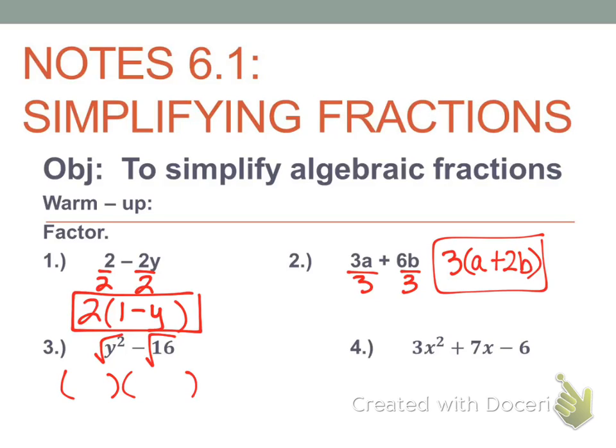Kian? Y minus 4, and what about the other one? Y plus 4, good. We square root both the front and the back. And we put those in the fronts and backs of our binomials. One of them is subtraction, one of them is addition.